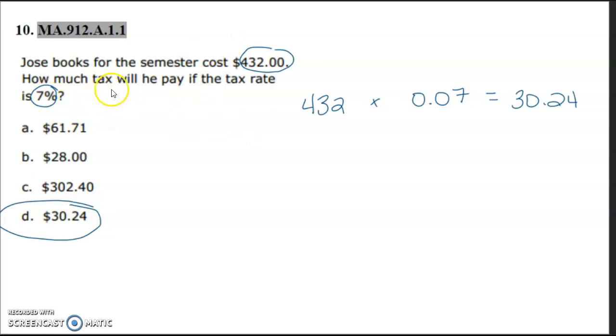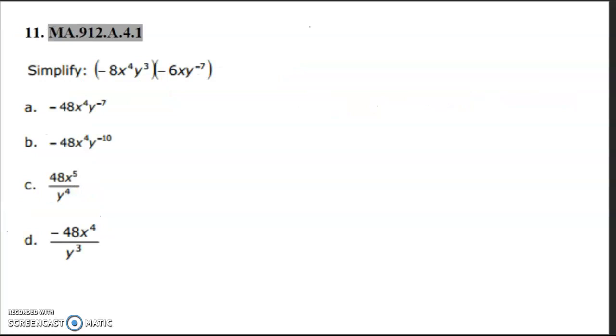Because we triple checked. It does just want the tax. It doesn't want the total. So it just says, what is the tax? All right, number 12, to simplify.